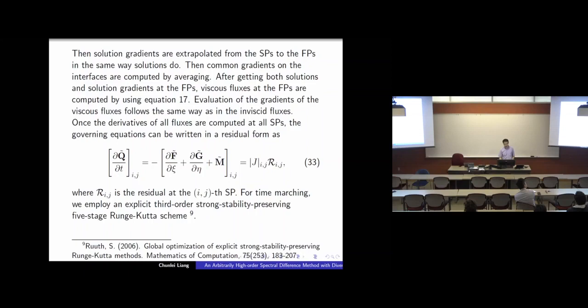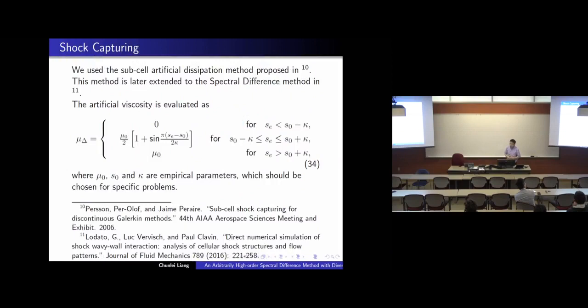Okay, so now for viscous flow, very often we will have shocks, for instance, right? So how do we preserve the high order accuracy while still capturing the shock? We are using one idea called artificial dissipation. If students want to know the details of this artificial dissipation, reference 11 in JFM is a great reference.